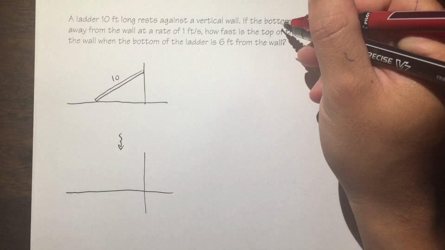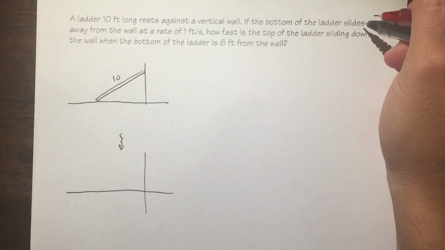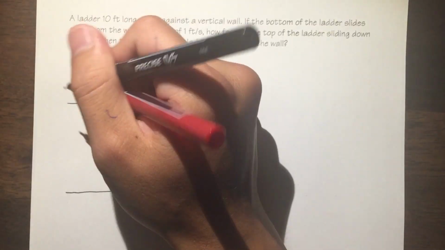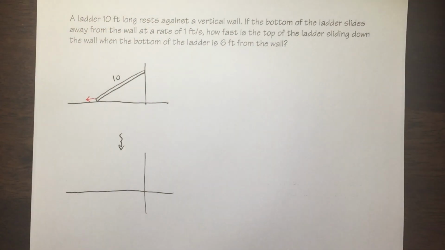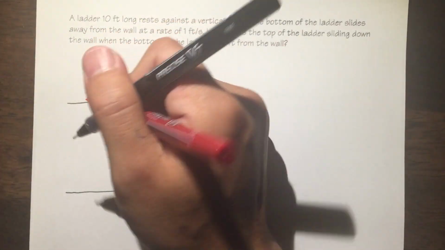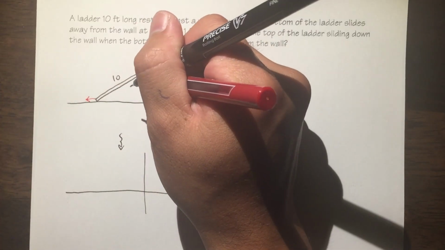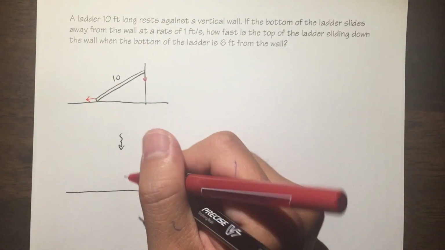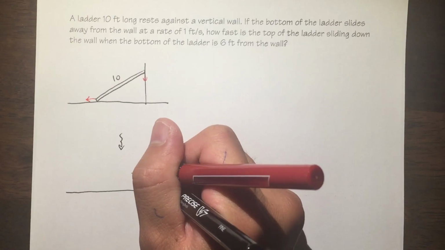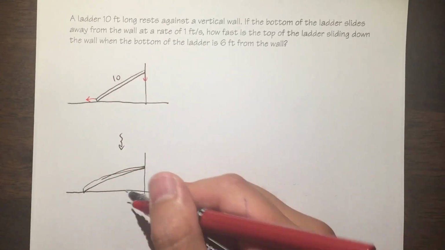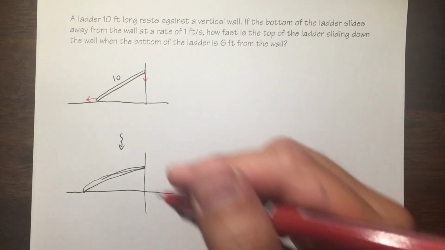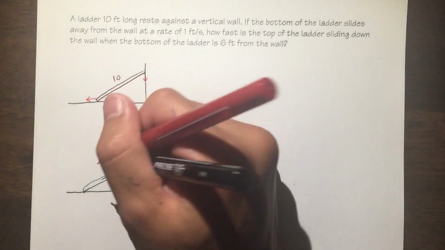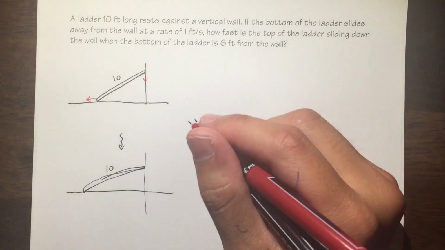Well, it says the bottom of the ladder is sliding away. So that means you are pulling this away, right? So you can imagine this is being pulled away and this is going to be sliding down. Therefore, the next picture is going to look like this. That's supposed to be 10 and 10, alright? So just excuse my picture. Anyway, this is still 10. This is how we are going to do it.